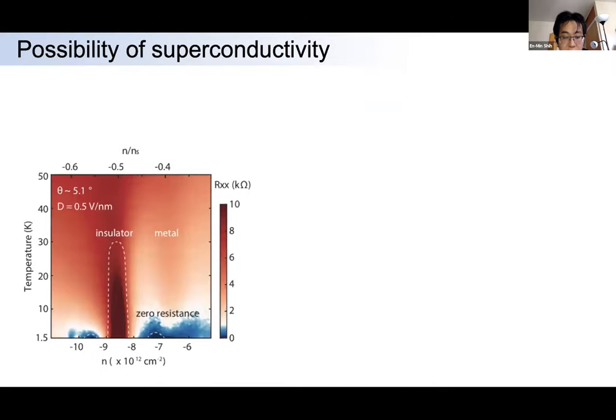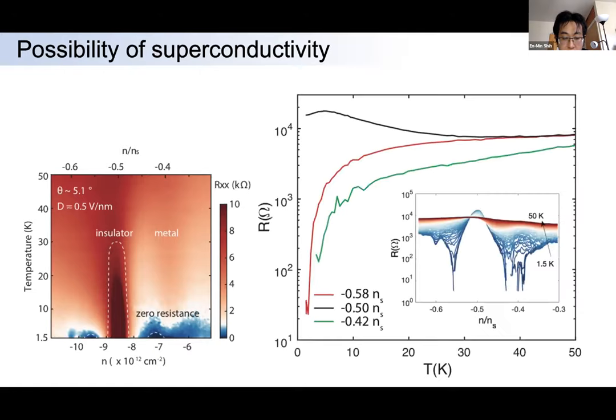Besides the correlated insulating state, in the devices with twist angle ranging from 4.8 to 5.1, we observe two resistance pockets fringing the correlated insulating peak, similar to twisted bilayer graphene. We measure a sharp resistance drop around 5 Kelvin and a nonlinear IV curve in this region. However, this state is quite fragile and we cannot clearly see the Fraunhofer interference pattern as in twisted bilayer graphene. We cannot exclude other mechanisms for this sharp drop of resistance yet.